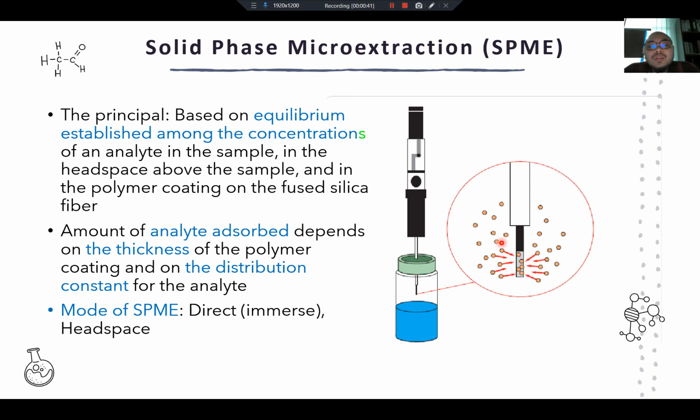So there are two modes, which we call direct immersion and the headspace version of the SPME. For arson analysis, usually they use the headspace.